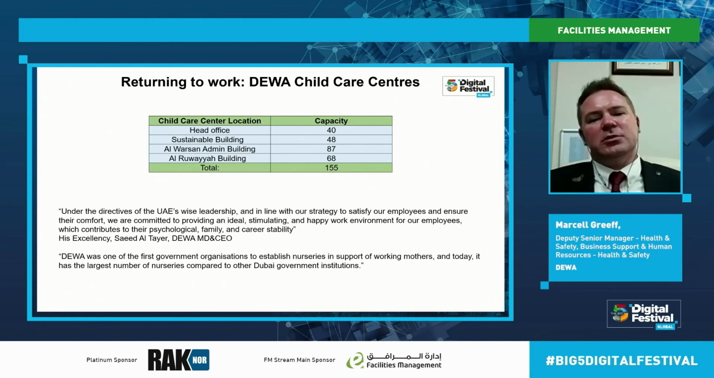In terms of DEWA childcare centers, DEWA has 4 childcare centers with a total capacity of 155 children. These are children of our employees. At the moment they are still closed, and this is done remotely now with some online programs for the moms with the kids.